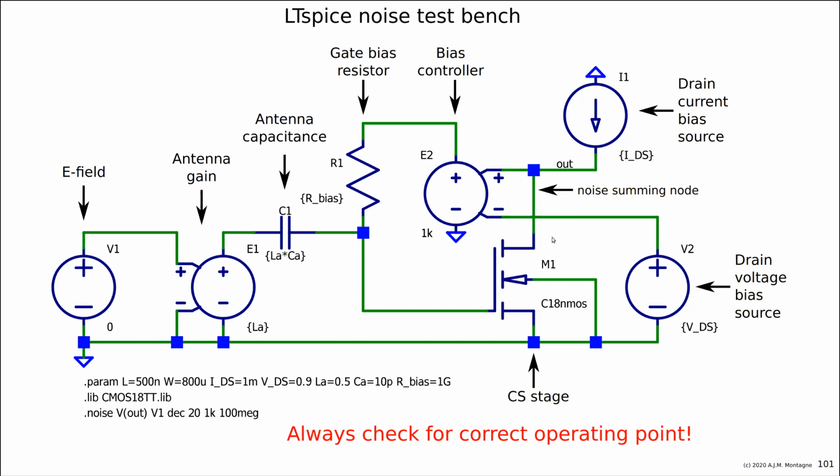So this is the test bench, but you always have to check for the correct operating point first. If the thing is not converging and you do not have the desired VDS voltage at the drain, then you can, of course, forget about the validity of your noise results.